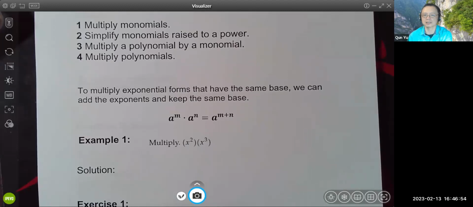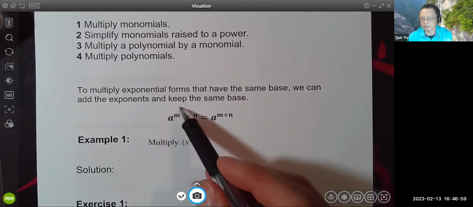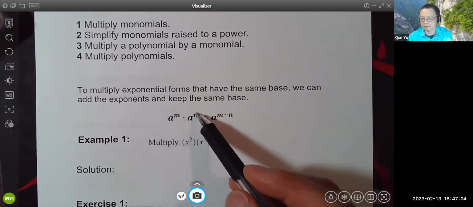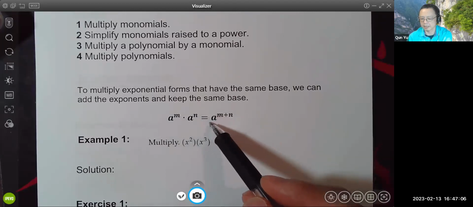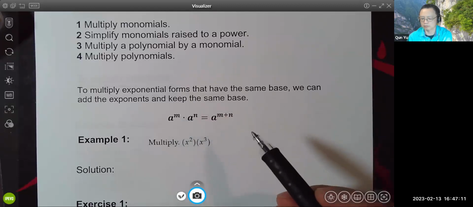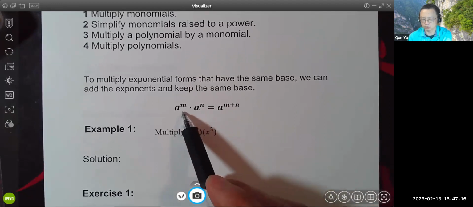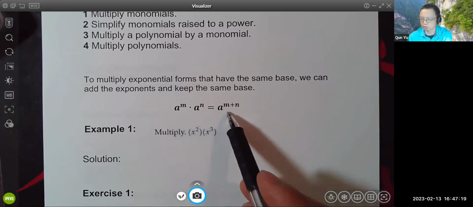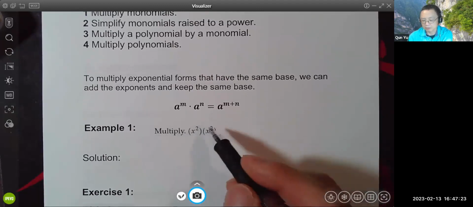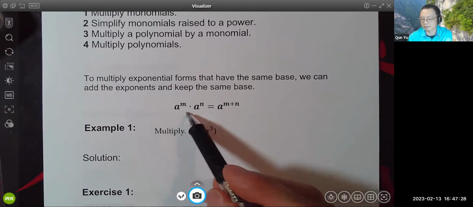First, we want to understand this formula. Basically, you have 2 exponential operations here, a to the power of m times a to the power of n equals the same base a. Then all you need to do is add these 2 exponents. Now, I'm going to use this example to demonstrate, to prove that this formula is true and actually makes sense. I'm not going to use this formula because I want to illustrate how we get this formula.